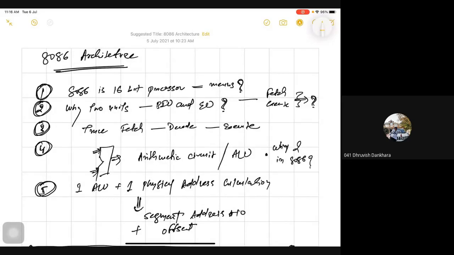Yes. Okay, good morning all of you. So today we're going to see the architecture of 8086.